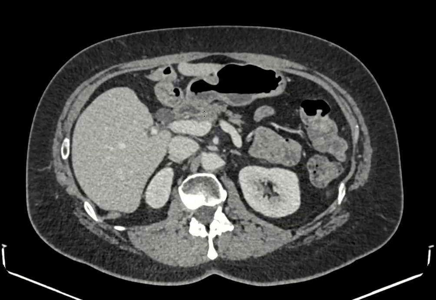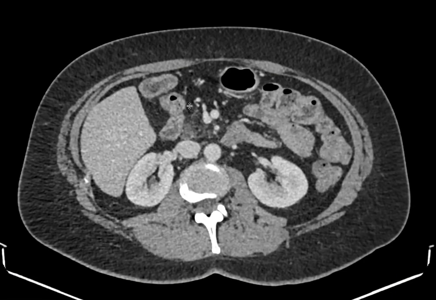Whereas when you go to the ventral portion of the pancreas, which is supposed to be right here, you can see there's profound fatty infiltration of the ventral portion. And the ventral portion includes the uncinate process and a portion of the head of the pancreas.